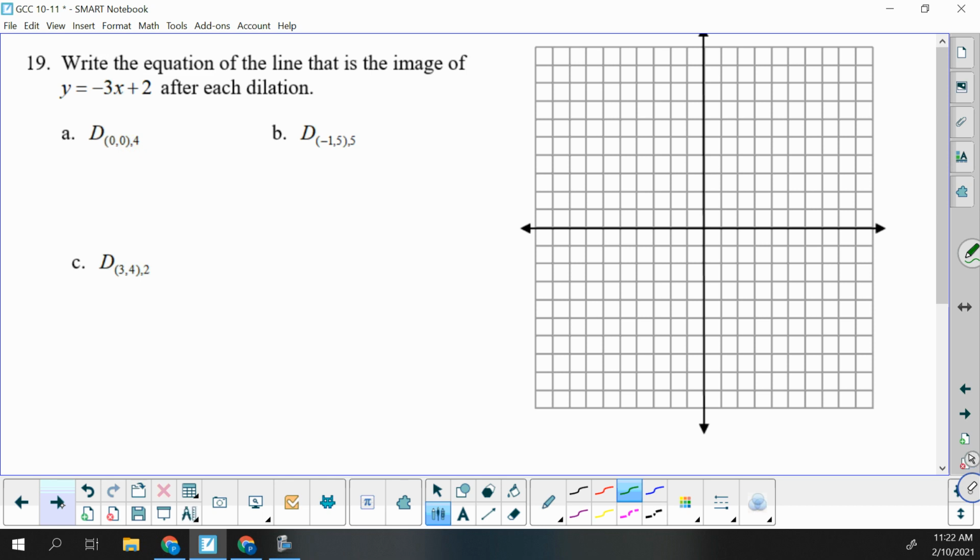So we want the image of negative 3x plus 2 after each of these dilations. So let's sketch what negative 3x plus 2 would look like. So we'd start at positive 2, and we'd go down 3 and right 1 over and over again. And then we'll do the reverse as we head back. If you have your straight edge, go ahead and connect those points with your straight edge.